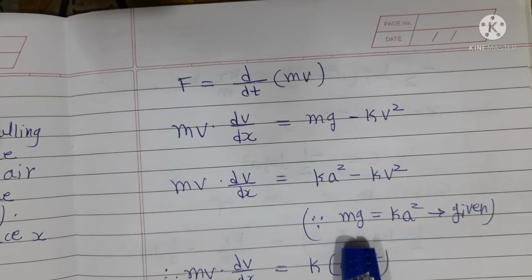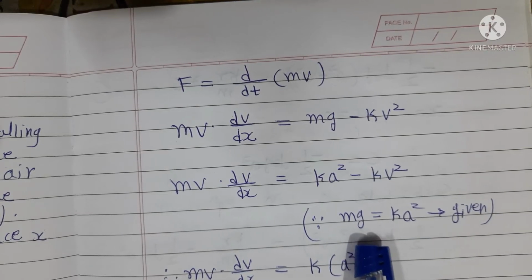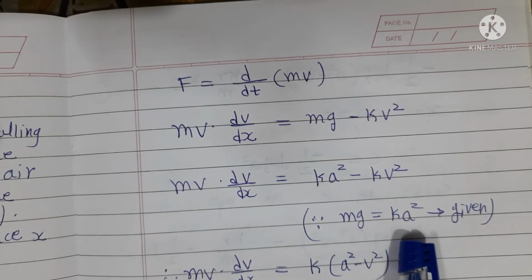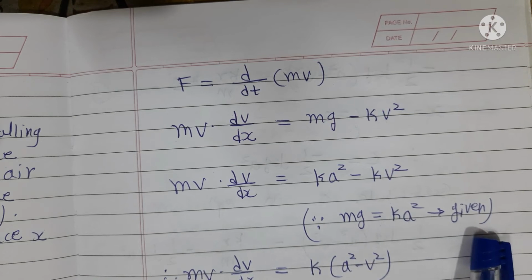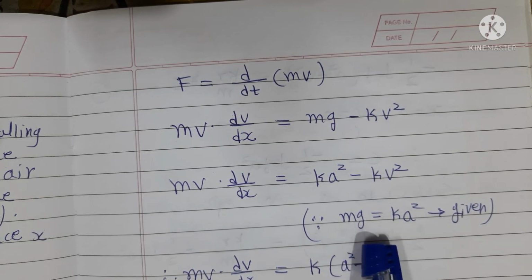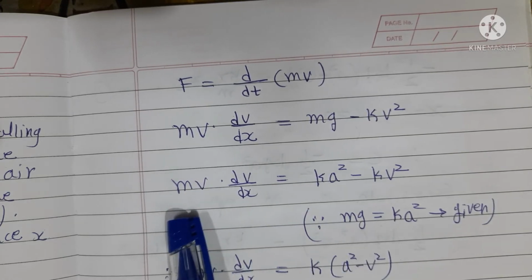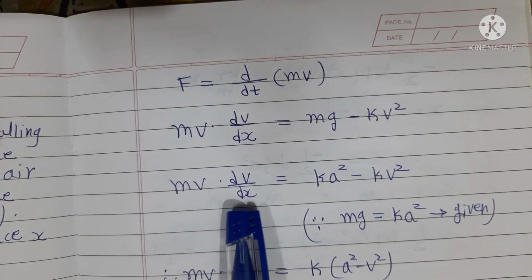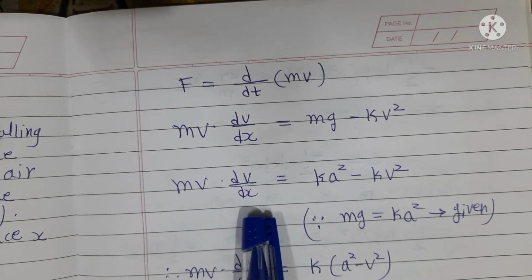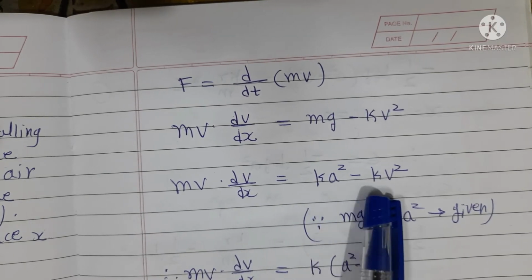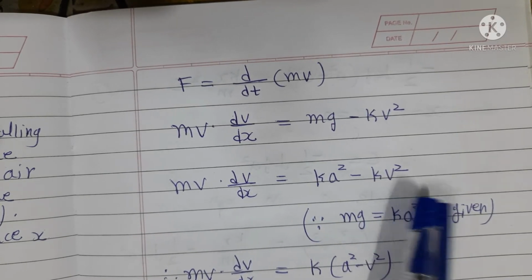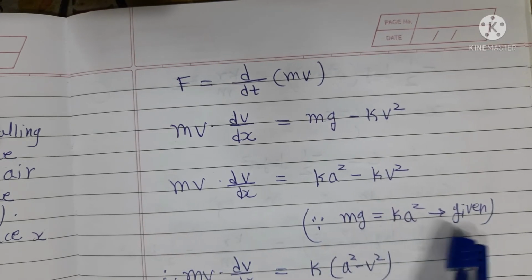Now mass into gravitational force is equal to k a square. This is given in our problem. Therefore we use that given data and substitute here. Now the equation becomes m into v into dv by dx is equal to ka square minus k v square. We simply substitute the given data.